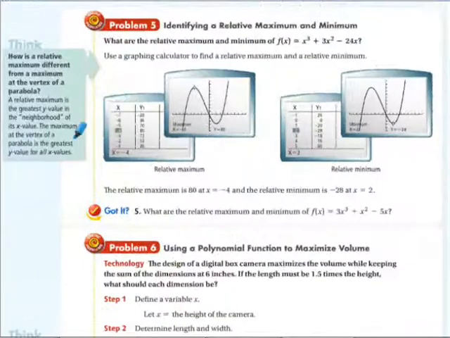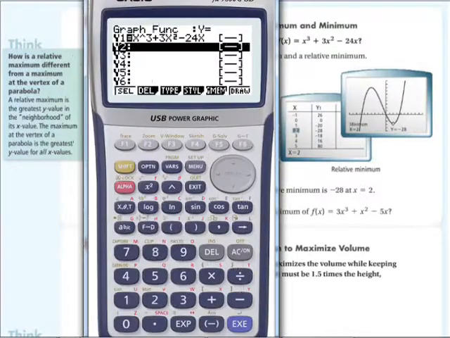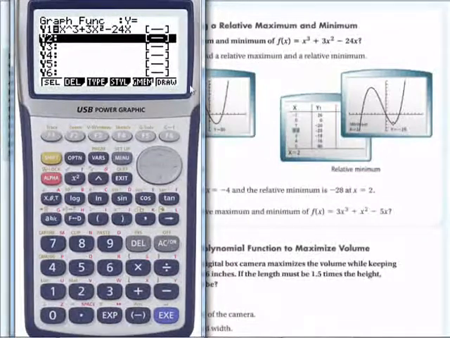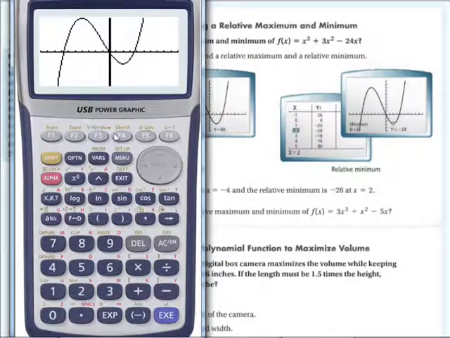So let's take a look here. What is the relative maximum and relative minimum of x cubed plus 3x squared minus 24x? We can use a graphing calculator to find relative maximum and relative minimum. Just like they did here, they put the graph in, and I don't know why the book loves using these tables. I put it in my graphing calculator here. I go to draw. Now I did play with the view window a lot, so you're going to have to know how to do that.